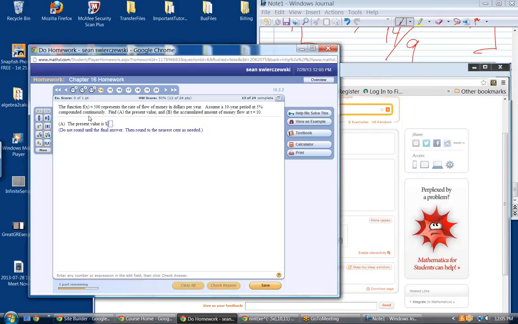Okay, the very first thing gives you a rate of something. That means that's the derivative function, f of x. So if we want to find out the net change of the original function, we're going to integrate the derivative function. Assume a 10-year period from 0 to 10 at 5% compounded continuously.